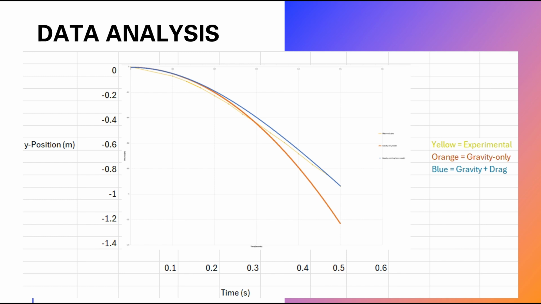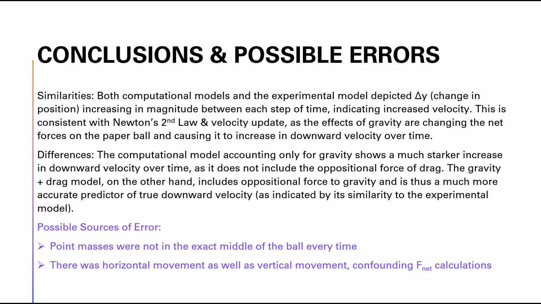So for some data analysis, this is the graph that I generated. And as you can see, it shows that with gravity only, velocity appears to be increasing much faster, which is causing the change in the y position to increase by much more as more time passes. Whereas the gravity plus drag model is much closer to the experimental model, which means it's a better predictor of real forces on Earth. So similarities between the models: both computational models and the experimental model depicted the change in position increasing in magnitude between each step of time, indicating increased velocity.